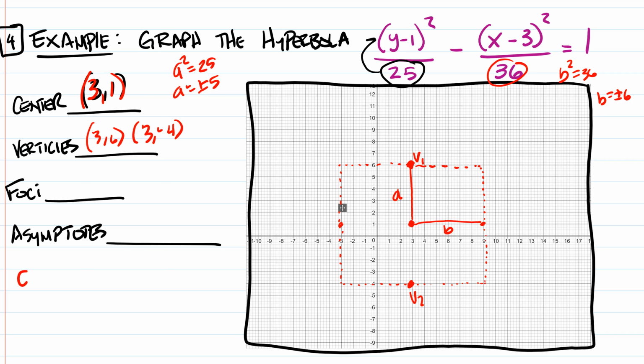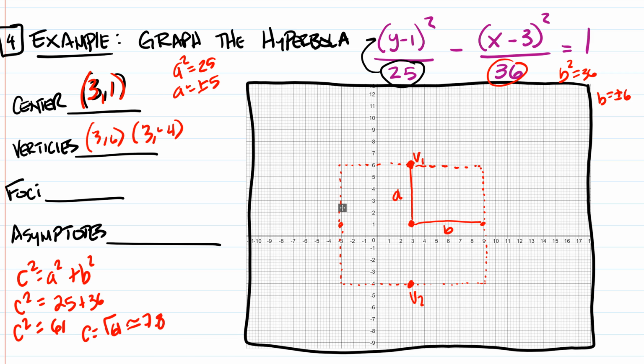And I know that C squared is equal to A squared plus B squared, because I'm dealing with a hyperbola in this case. So therefore, C squared is going to be 25 plus 36. So 25 and 36 make 61. Okay, and then when I take the square root of 61, I get about 7.81.